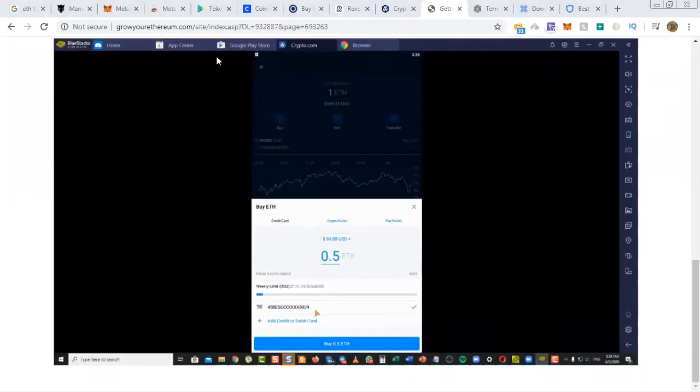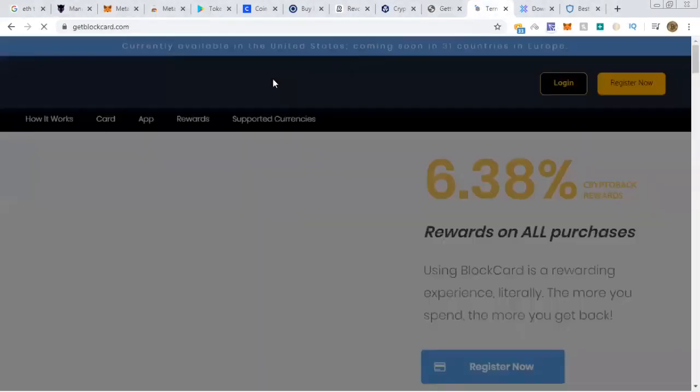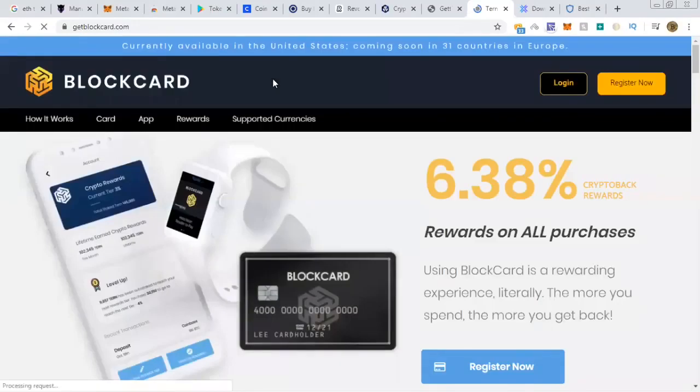Another thing people are asking, this is an option, and there are other Visa debit cards where you can load cryptocurrency onto it and spend it like you would with your regular banking debit card. Okay, for example, this is one that I am using, Block Card. It's available, I know, particularly in the United States right now, and they have been for over a year, maybe even 2 years, and they are branching into Europe.